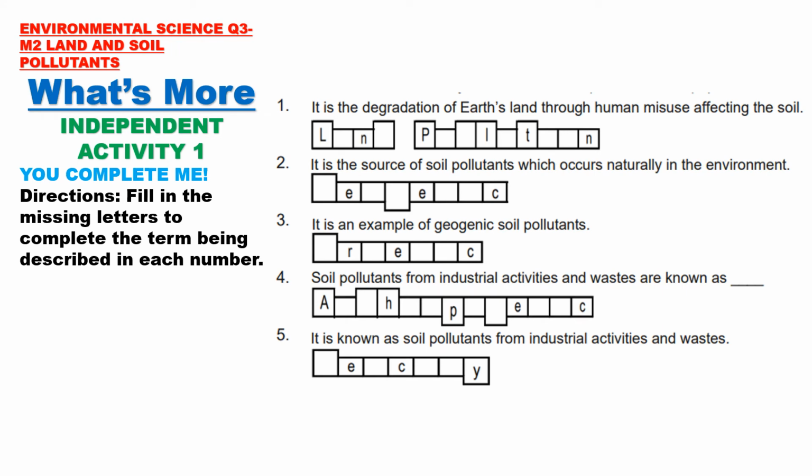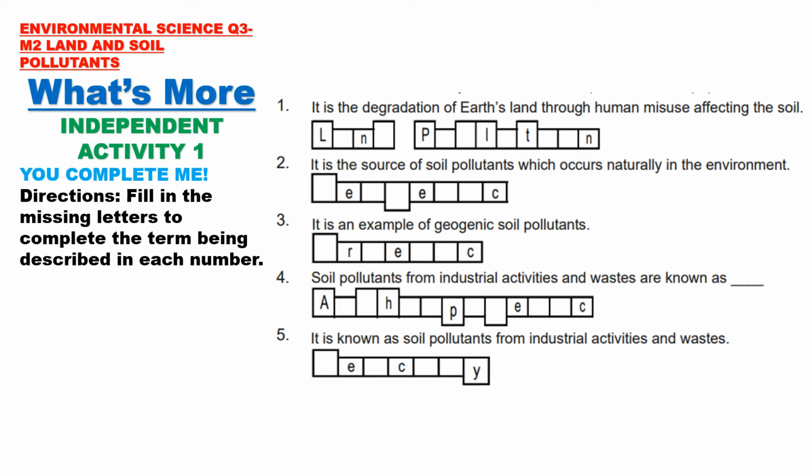So what's more, Independent Activity 1: You Complete Me. Fill in the missing letters to complete the term being described in each number. Number 1, it is the degradation of Earth's land through human misuse affecting the soil.